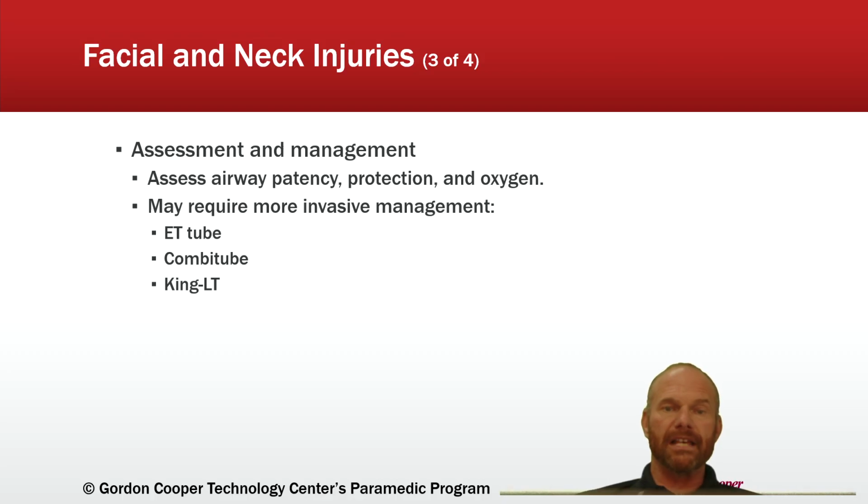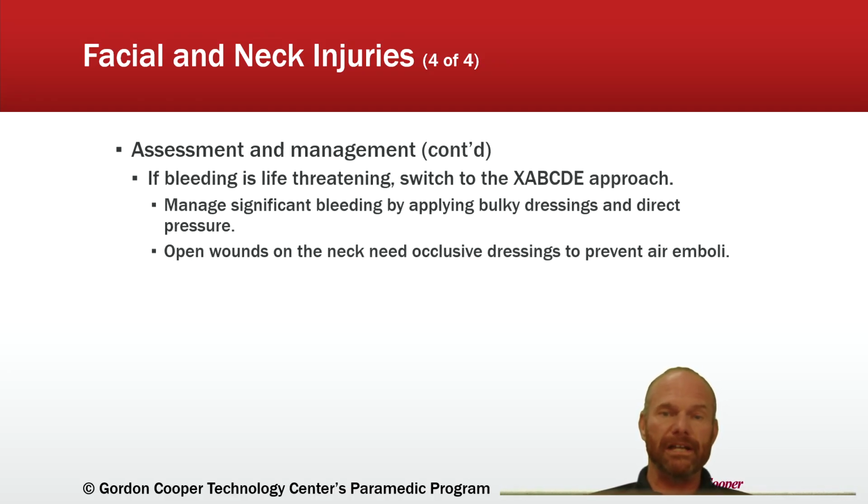So, assessment of airway patency. When we're talking about facial and neck injuries, we want to make sure that we're assessing that patency, the protection mechanisms, oxygen flow is necessary. It may require use of an advanced airway, so maybe an ET tube, maybe a King airway, whatever it is that we're able to do with these type of injuries. You may end up having to go even further, so you might have to do a crike or something. So a surgical airway may be indicated on one of these patients.